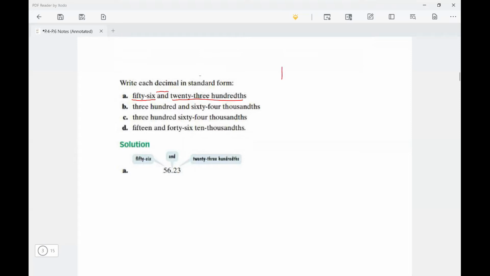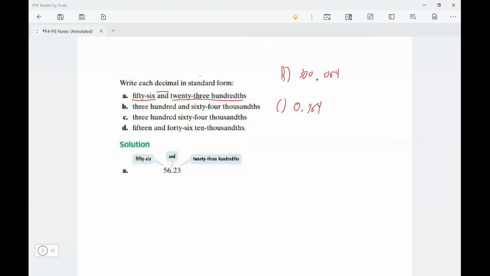Okay, so let's do B over here. So for B, it says we have 300, then we have and, so that's going to be our decimal place. We have 64 thousandths, right? So thousandths is going to be our third decimal place over. The next one, it looks very similar, but we don't have the word and in there, right? So we have 364 thousandths. So what that means is since we don't have an and in there, we actually just don't have a whole number in the front. So C is going to start with 0 point, and then it says 364 thousandths, right? So it's still going to have the same number of decimal digits to the right as part B.